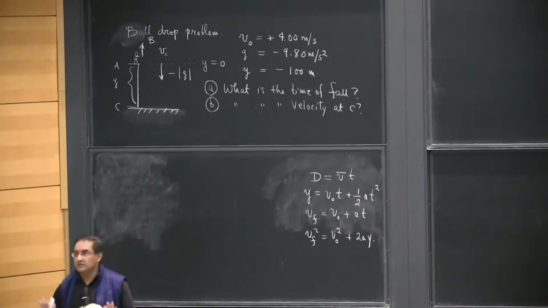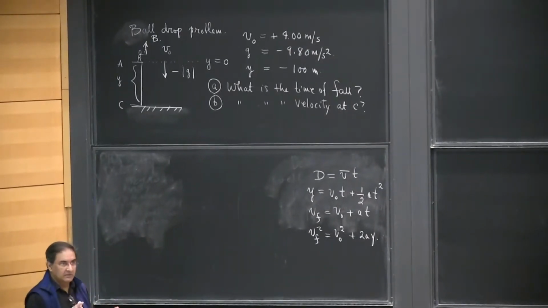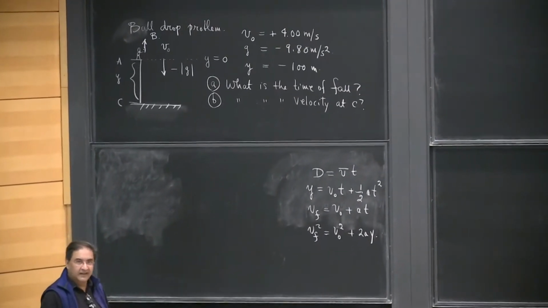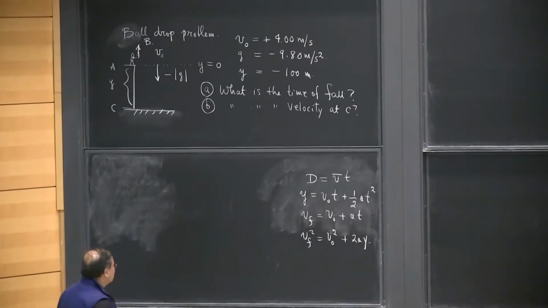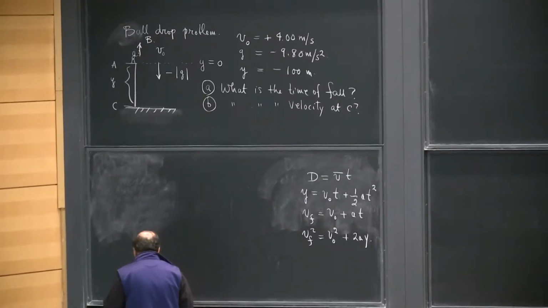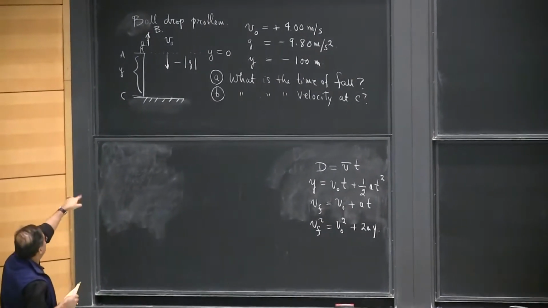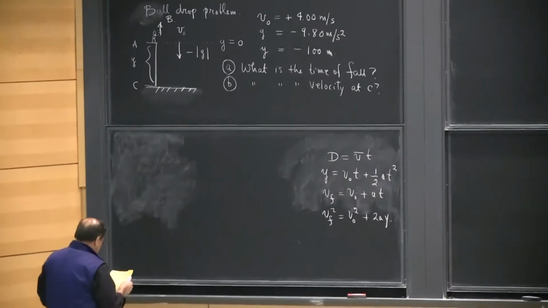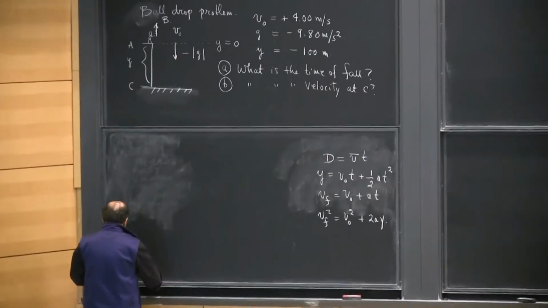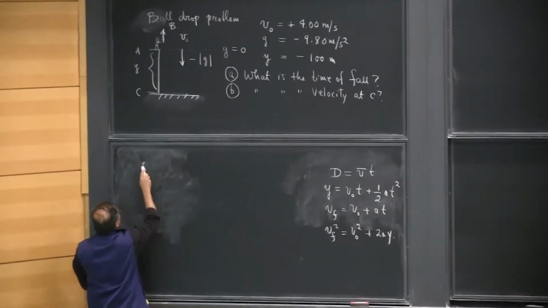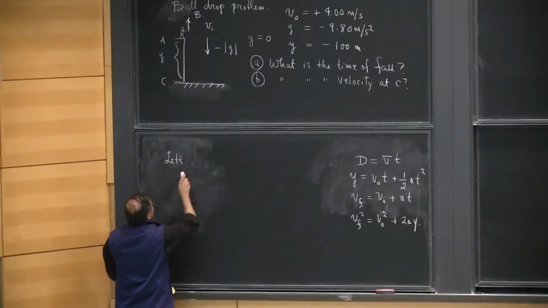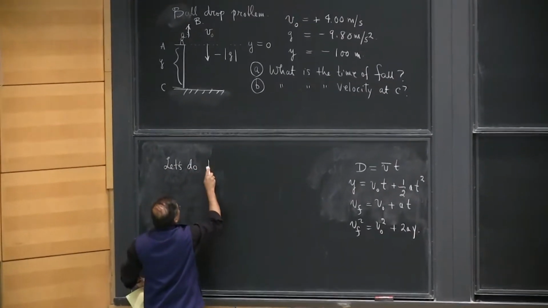You need to memorize these, so don't screw it up. Screwing this up is, you're done before you even start. So you've got to know these things. All right. So in this case, actually doing B is easier. The velocity at C is much easier to do. So let's first do B. It really doesn't matter, but let's do B first.